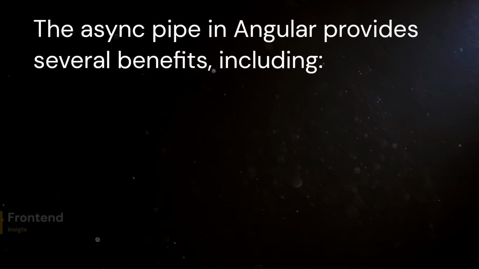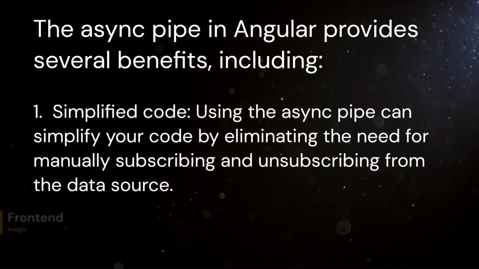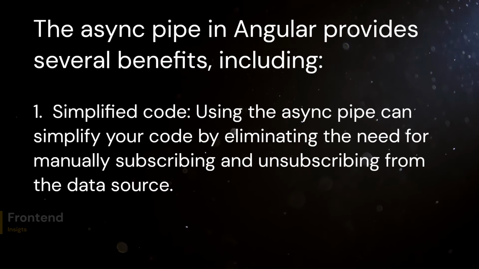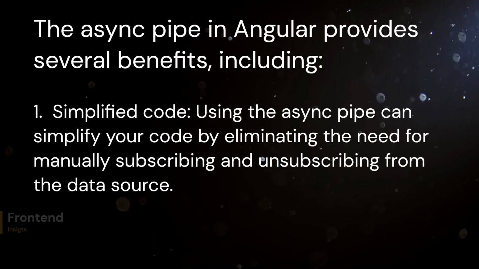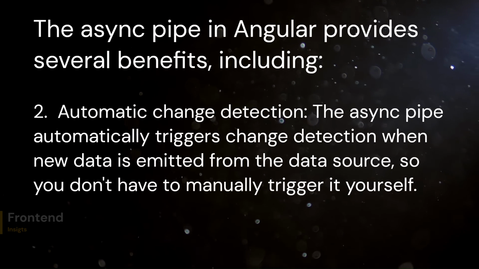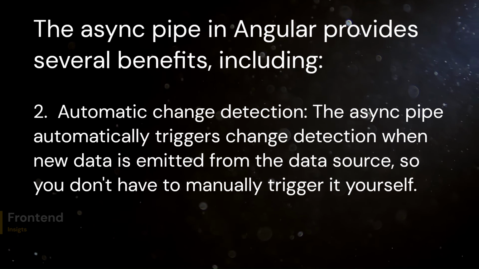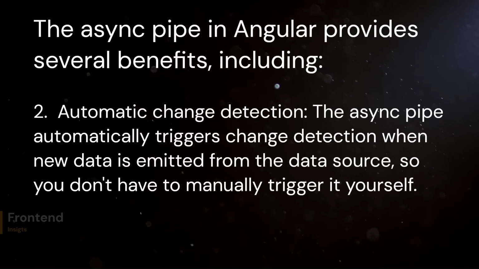The async pipe in Angular provides several benefits, including: the first benefit is simplified code. Using the async pipe can simplify your code by eliminating the need for manually subscribing and unsubscribing from the data source. The second benefit is automatic change detection. The async pipe automatically triggers change detection when new data is emitted from the data source, so you don't have to manually trigger it yourself.